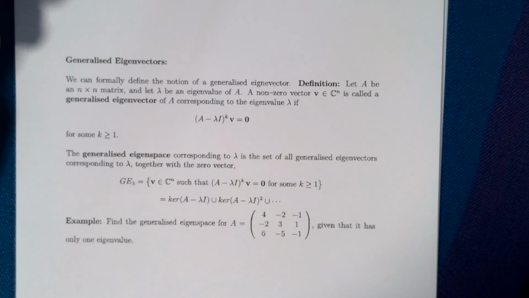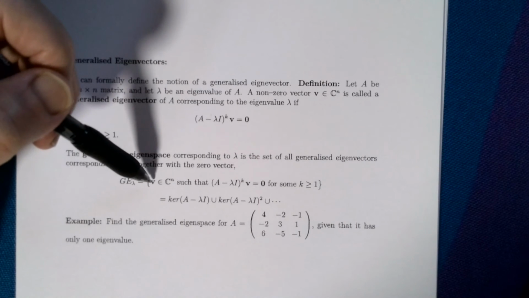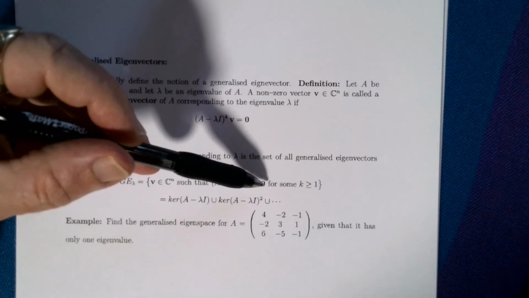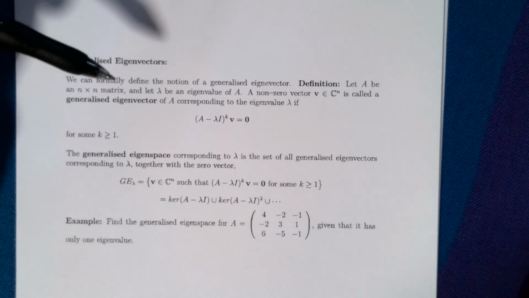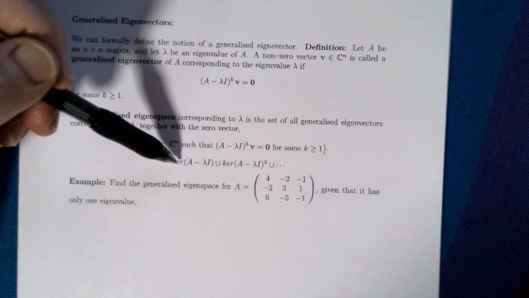So the generalized eigenspace consists of all the vectors v such that this is equal to 0 for some k bigger or equal to 1. Another way of thinking about it is it's the union of all of these kernels.